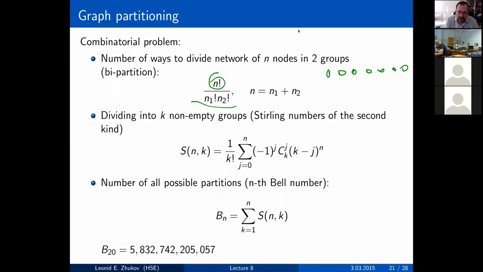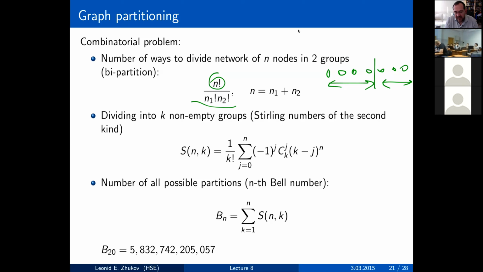And now, if we want to split it into 2 pieces, say do bipartitioning, let's say we do it here, then you can exchange places of all the guys within one partition and exchange places of all the guys in the other partition. That will not change the partitioning. And so that's why there is n1 factorial and n2 factorial down there. That's a large number, right? So even bipartitioning, if n is large, you just cannot do it straightforwardly.